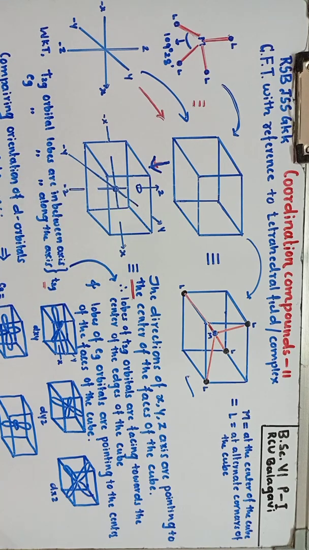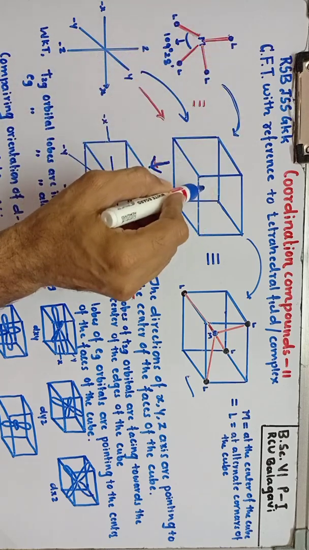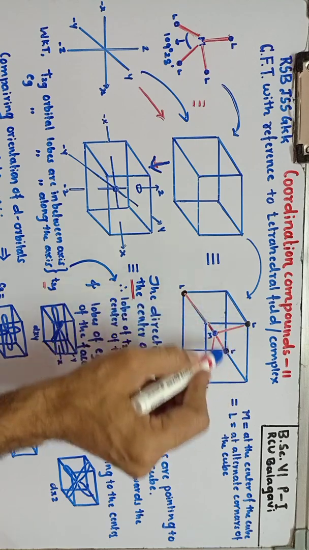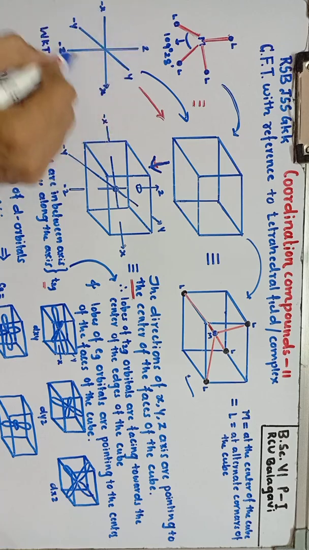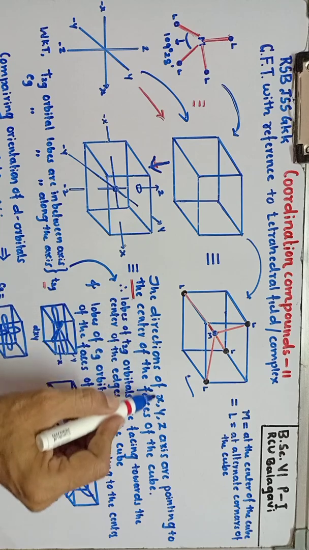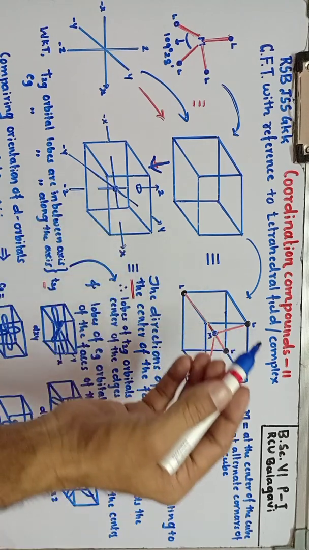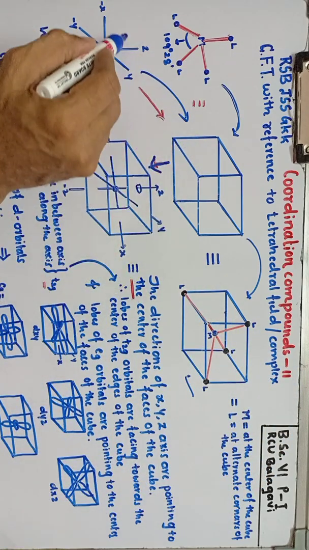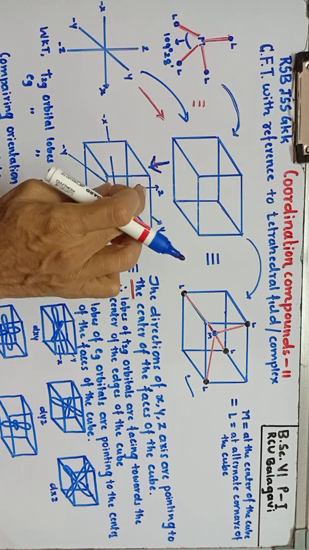Now we know that when we insert the tetrahedral complex in a simple cube, it looks like this. The metal will come exactly at the center and the ligands will come at the 4 alternate corners. And if I insert the x, y, z axes in a simple cube, the directions of the x, y, z axes are pointing to the centers of the faces of the cube. Now if I mix these two, that means if I insert both the x, y, z axes and this tetrahedral complex simultaneously, how does it look? It looks like this.